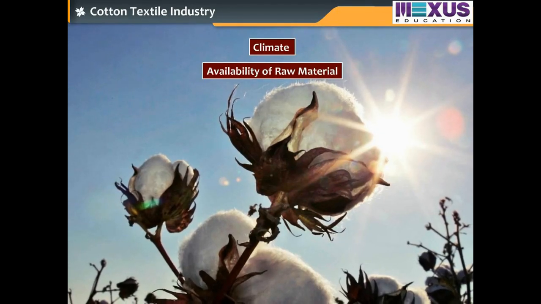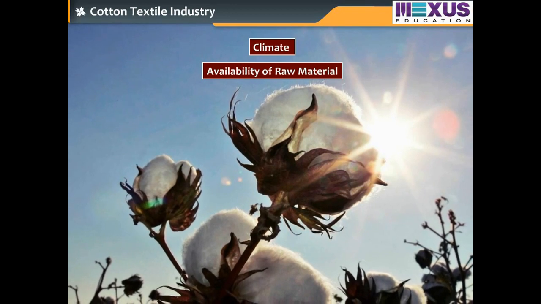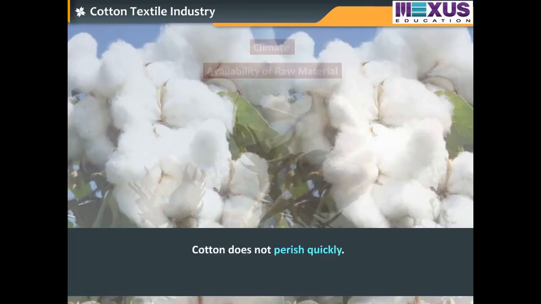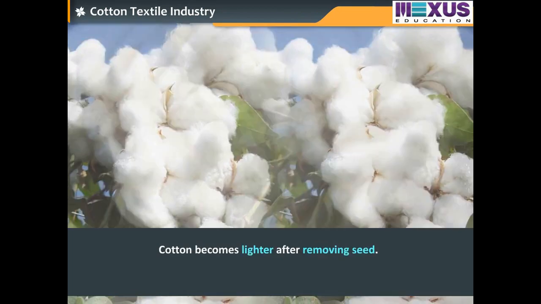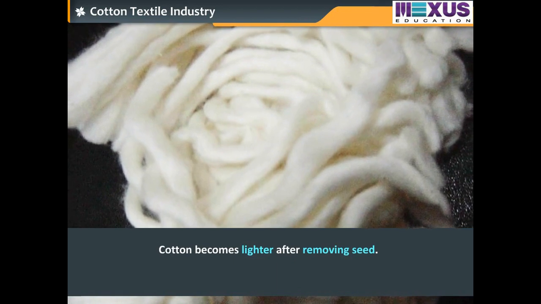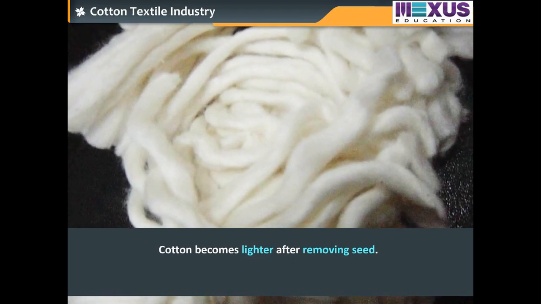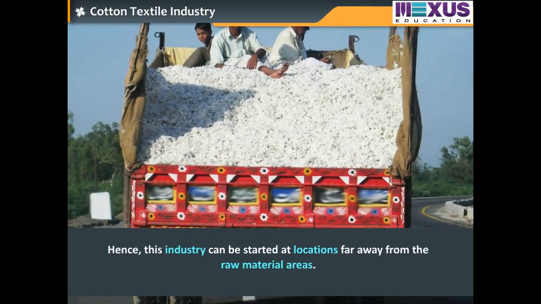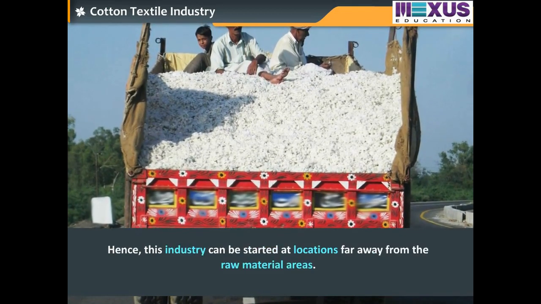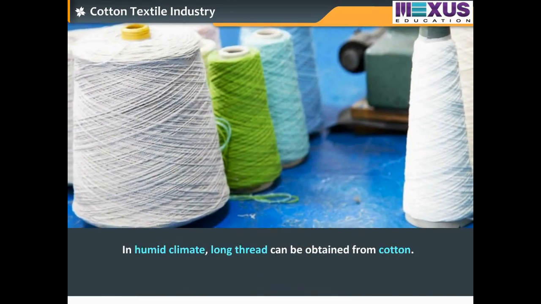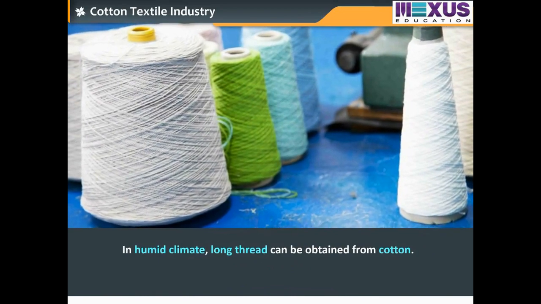Climate and availability of raw material are the major factors that influence the location of cotton industry. Cotton does not perish quickly. Cotton becomes lighter after removing seed, that is, ginning process. Cotton is easily transported over a long distance. Hence, this industry can be started at locations far away from the raw material areas. In humid climate, long thread can be obtained from cotton.